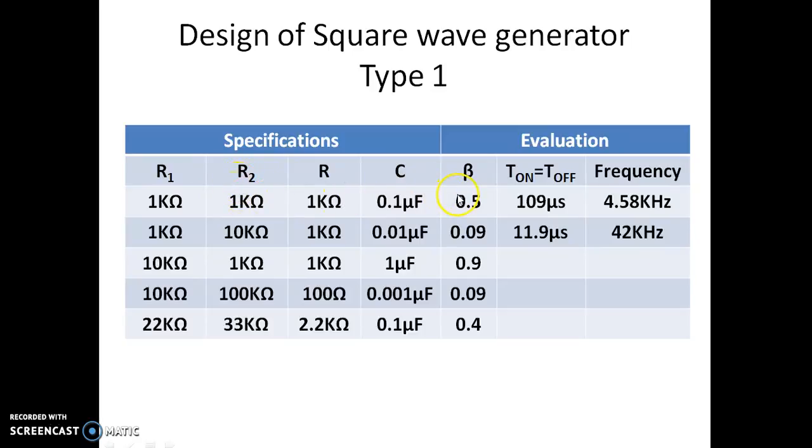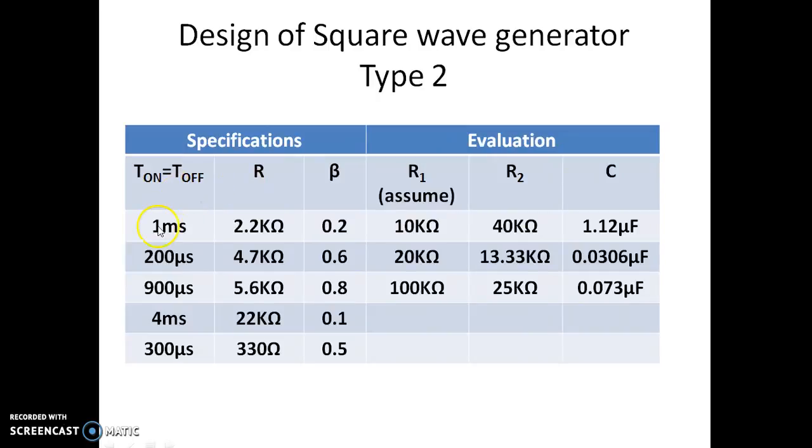You can see beta is 0.5 here, 0.9 here, and 0.4 here. R1 and R2 decide beta, and this R is the timing resistance. This R is required to find T on or T off, which is nothing but RC into ln of (1 plus beta) by (1 minus beta). Using these specifications we can obtain the on time and off time. This is one type of design where the resistances are given and you find the on time and off time.